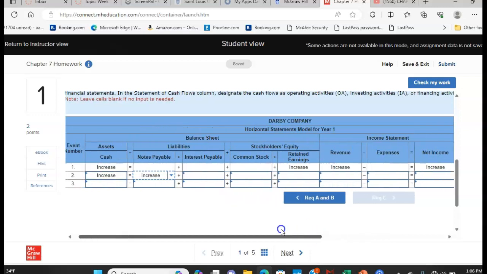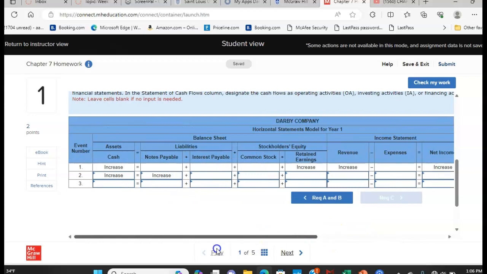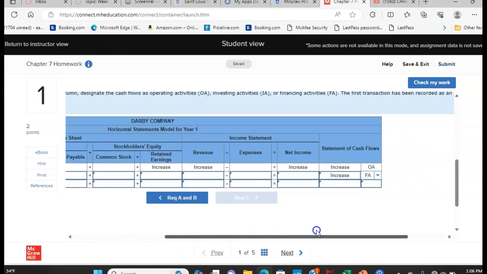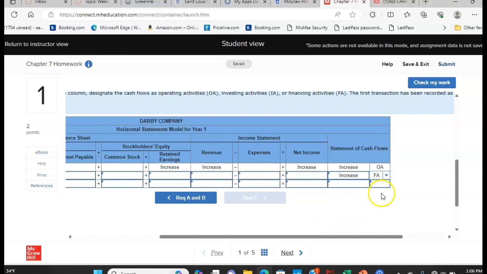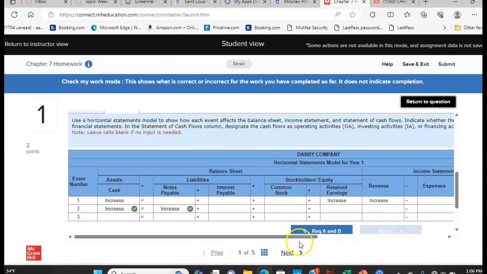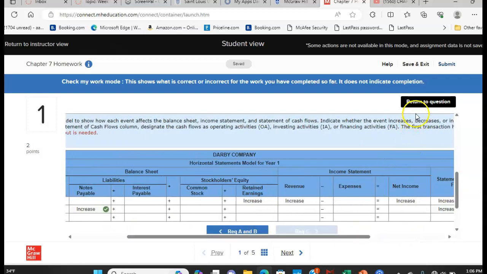But because you borrowed money, it will be an increase on your statement of cash flows, and it's going to be a financing activity. So again, it will increase your cash account, increase your notes payable, and on the statement of cash flows, it will be increased as a financing activity. So let's check our work. Okay, and that part was done correctly.